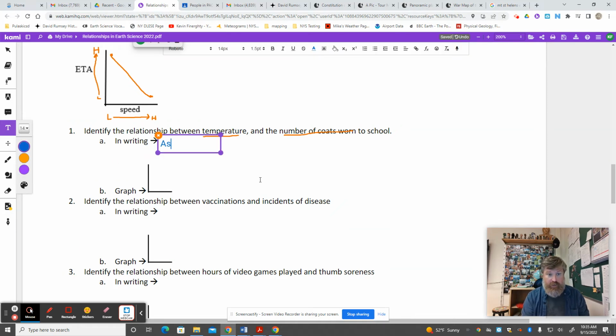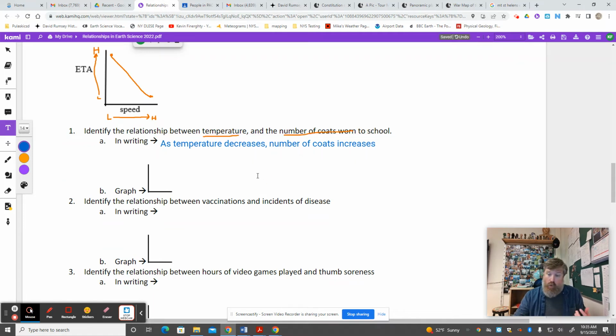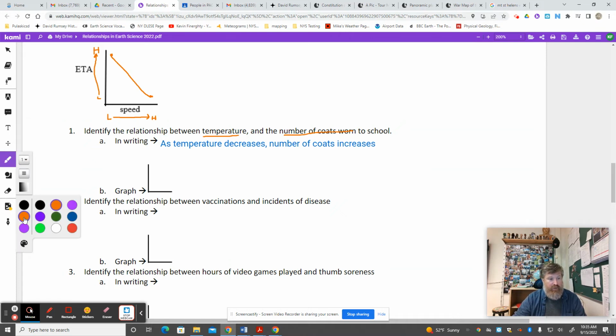So in writing, always start with "as." As temperature, people wanted to go with decreases on this. Great. That's legal. As temperature decreases, the number of coats increases. Or if you wanted to say as temperature increases, that would mean the number of coats decreases. They both say the same thing. Graphically, that's your inverse relationship, indirect relationship. Because as one thing goes up, the other thing goes down.